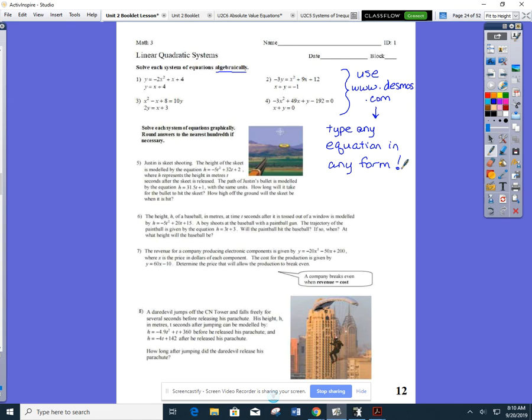If you go to Desmos.com, number 4 maybe, and just type in negative 3x squared plus 49x plus y minus 192 equals 0, you're going to see that quadratic. And then x plus y equals 0. So if you're having trouble solving algebraically, then as a backup, just try graphing them and getting an answer. For the problems down here, you are welcome to just solve graphically, round answers to the nearest hundredth. That's 2 decimal places when necessary.